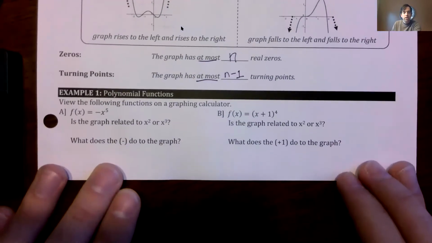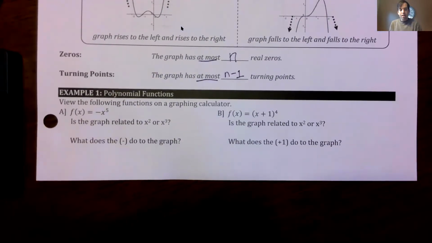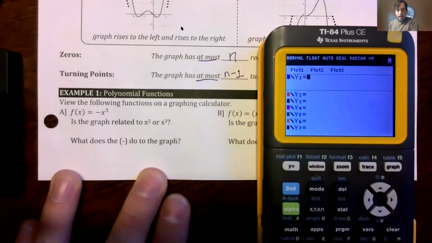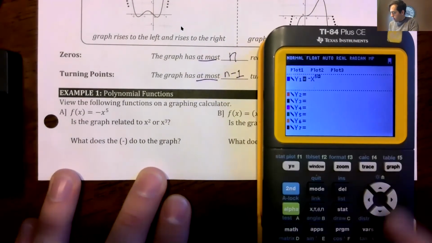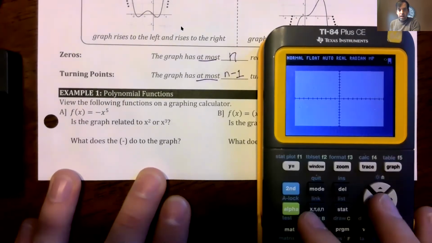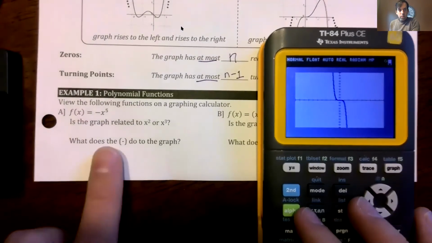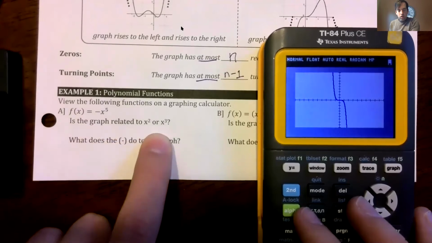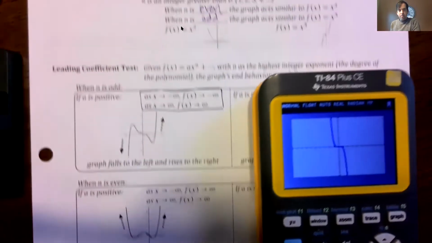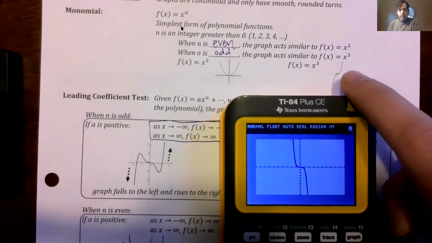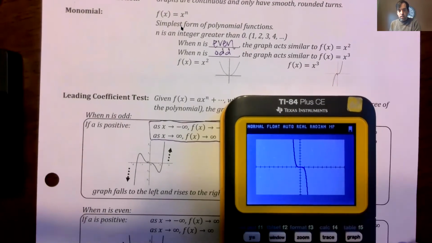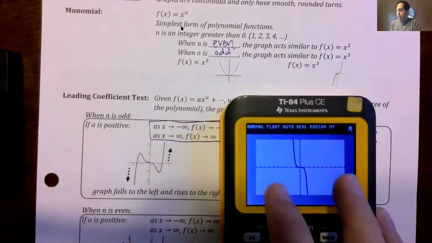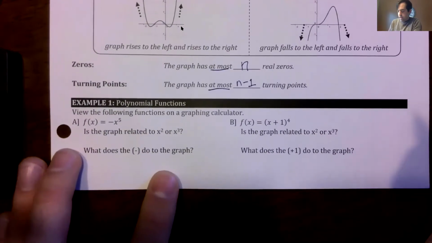All right, so let's look at example 1 here. View the following functions on a graphing calculator. So let's take a look. I've got my calculator here. I'm going to plug in negative x to the fifth. I look at the graph. We want to know, is this graph related to x squared or x cubed? If I look back at my parent graphs here, I'm going to say it's more similar to x cubed than x squared, right? It definitely looks more like that one. It's going up in one direction and down in the other direction. So it's more related to x cubed.